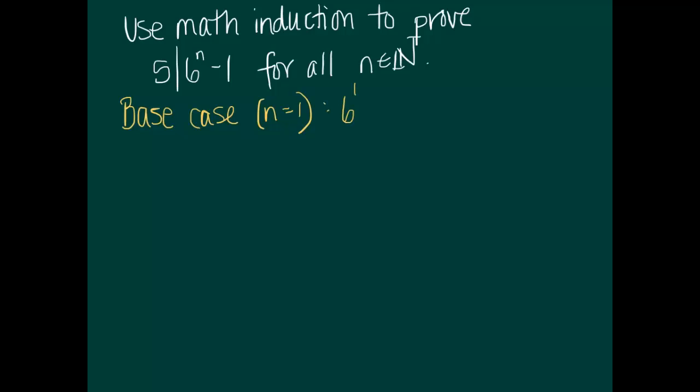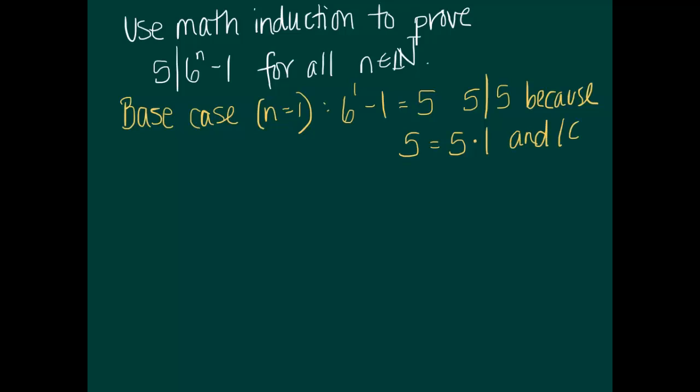6 to the 1 minus 1 is equal to 6 minus 1, which is 5. Does 5 divide 5? Yes, because I can rewrite 5 as 5 times 1, and 1 is an integer. I can check 5 divided by 5 equals 1, and 1 is an integer, or I can rewrite 5 as 5 times 1. So what we've shown is that our base case does hold true.